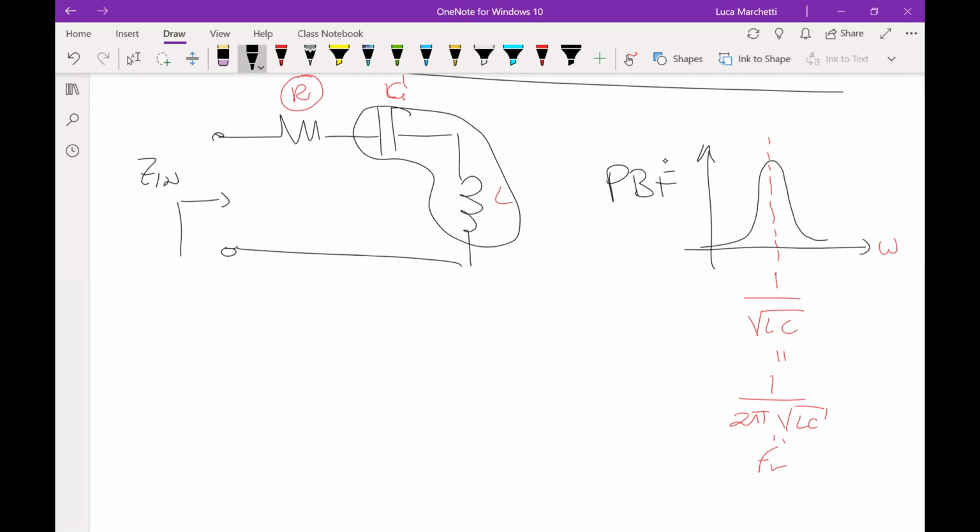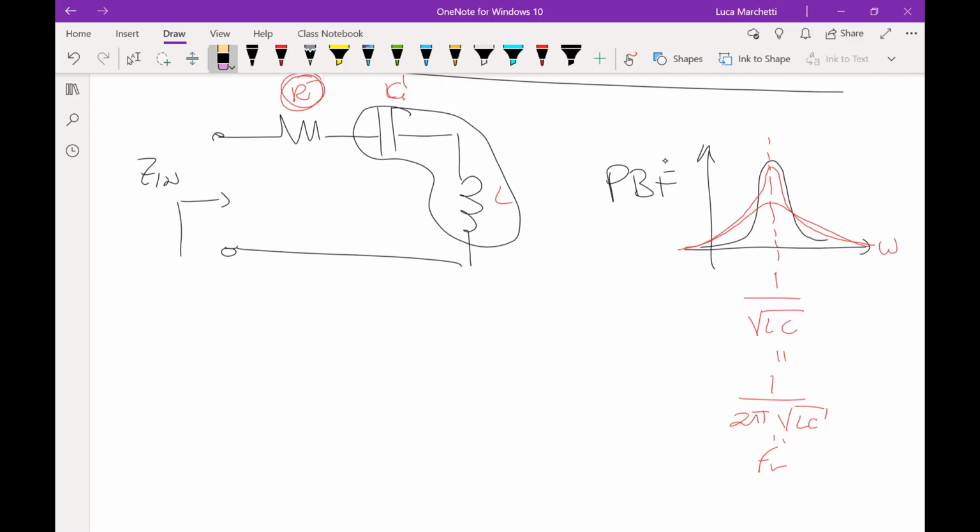So the bigger L and C are, the smaller the resonant frequency is. But R is also very important, because R determines the quality of this passband filter. The bigger R is, the wider this passband filter is. So the less nice the passband filter is.